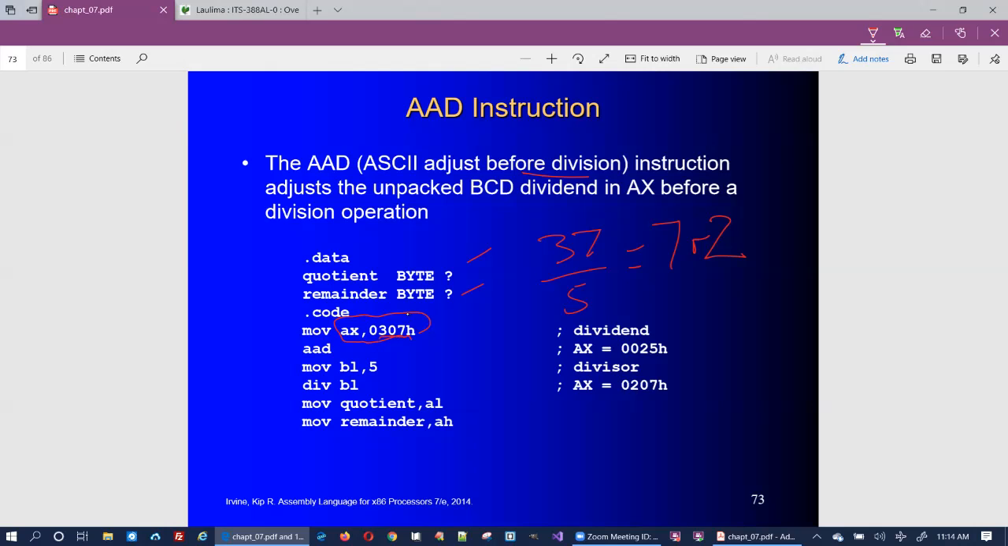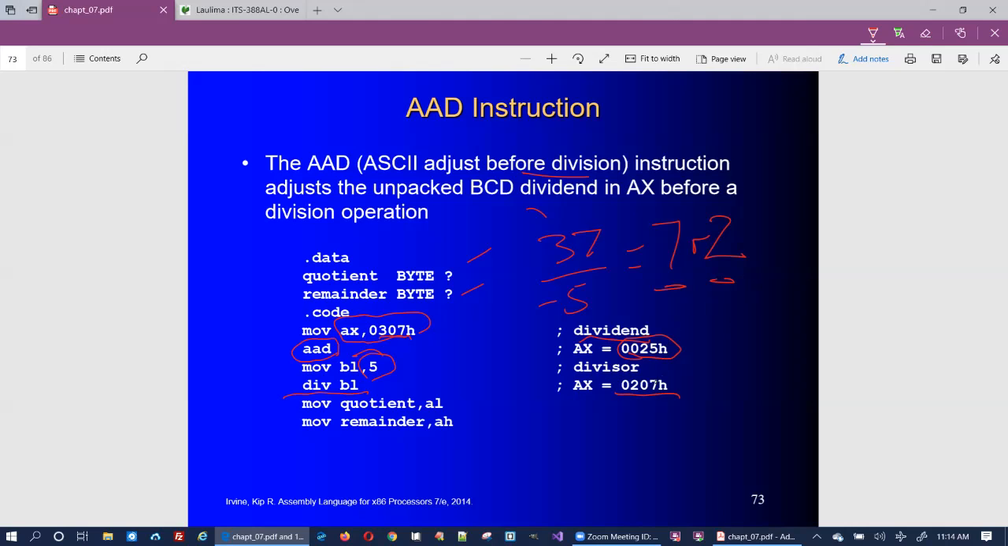And so that's the dividend. This is the dividend, and this is the divisor, and this is the quotient, and this is the remainder. And so the dividend is 37. And then we do this ASCII adjust before division, and it turns it into this. And when it's turned into that, we divide that by 5, so we load the divisor into BL, and then we do the division, and we end up with 25 divided by 5 ends up being this number.